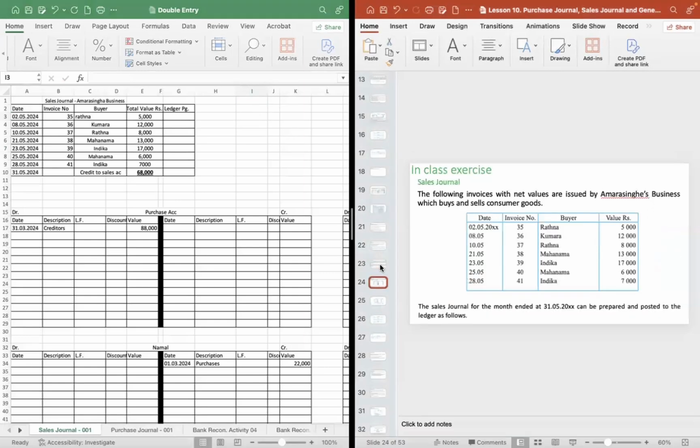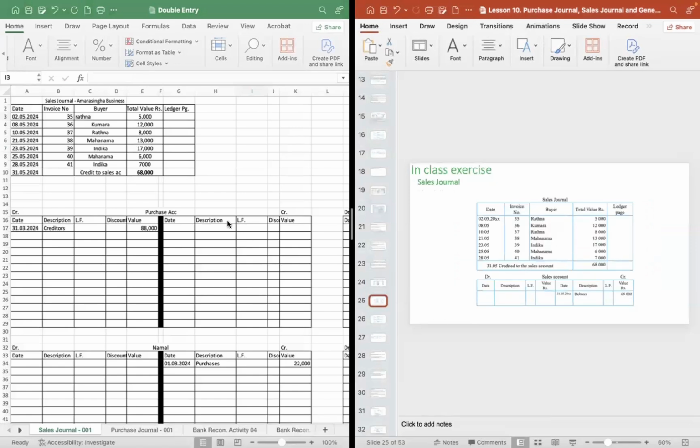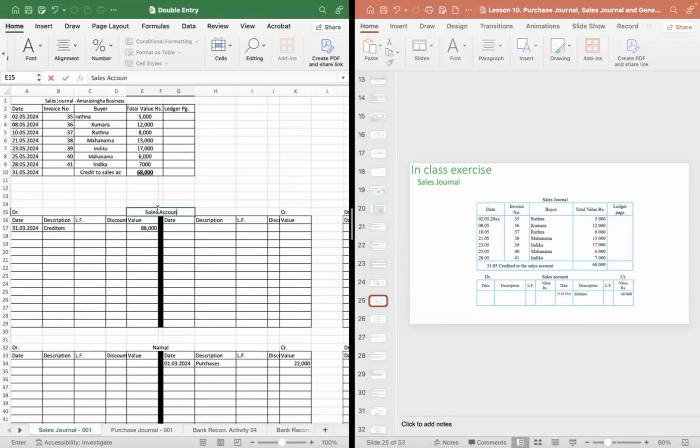Okay. Shall I start posting them into respective ledger accounts? Do you want time to write this? Give you another minute. Okay. Sure.